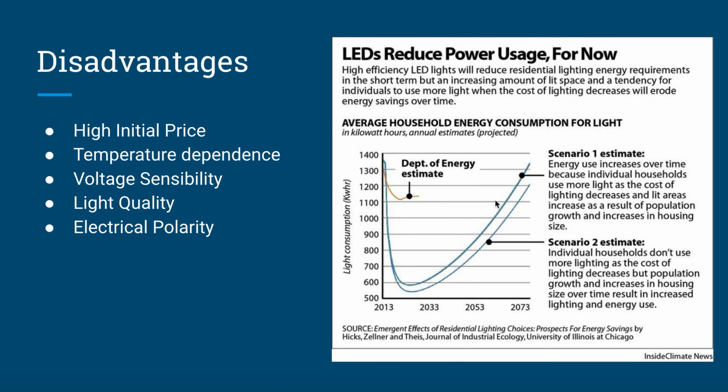Some of the disadvantages of LED lights are the initial high price. LEDs are currently more expensive on an initial capital cost basis than most conventional lighting technologies. Temperature dependence. LEDs' performance largely depends on the ambient temperature of the operating environment or the thermal management properties. Overdriving an LED in high ambient temperatures may result in overheating the LED package, eventually leading to the device failing.